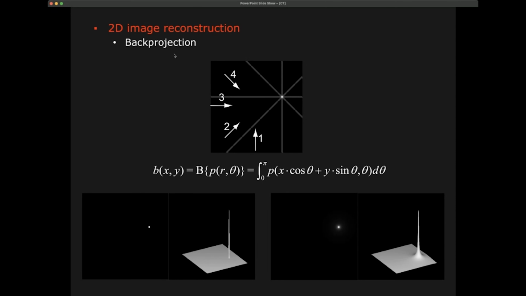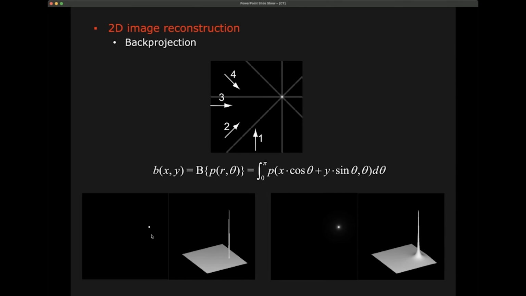And if we smear out all the projections of these different directions, what we start to see is that in the position where the point exactly was, we're going to have a much higher value, because this is where all these smeared out lines come together. And so in the end, ideally with an infinite amount of projections, the value here becomes much higher, because that's where all the projections add up.